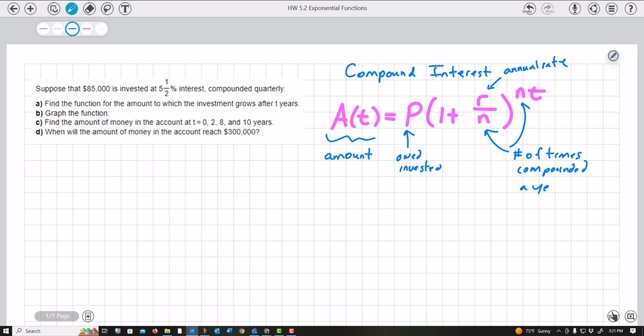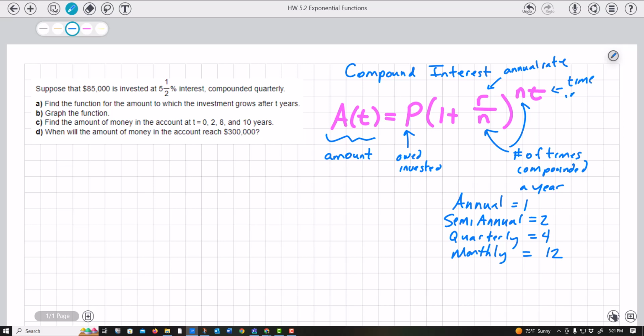a year. So annual would be 1, semi-annual would be 2, quarterly would be 4, monthly, which is pretty normal for things like credit cards, would be 12. And then T is time in years. So if they don't give it to you in years, then you have to convert it.